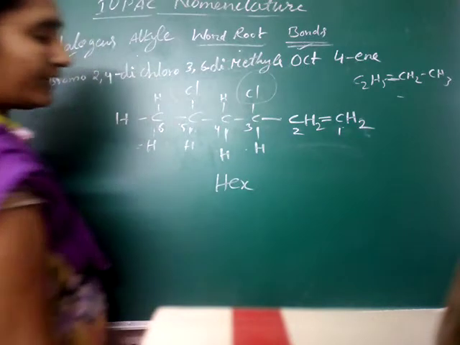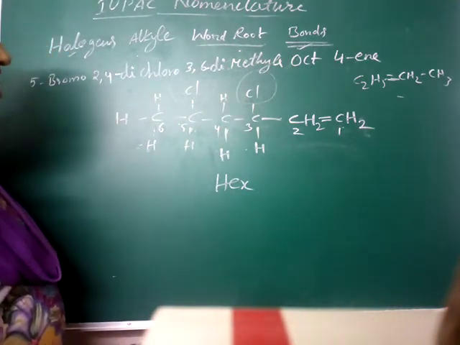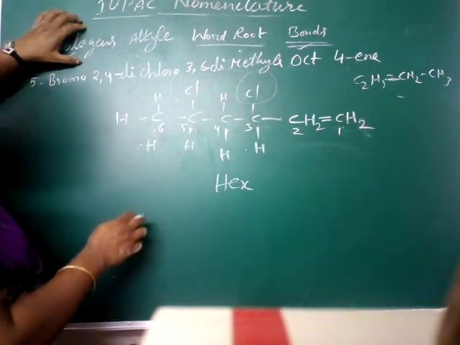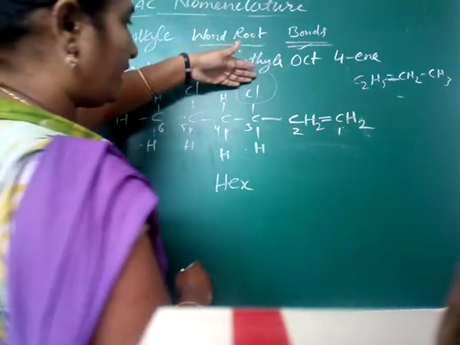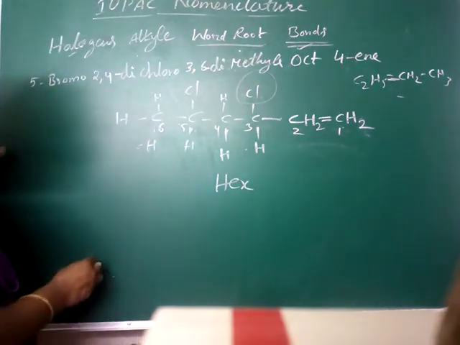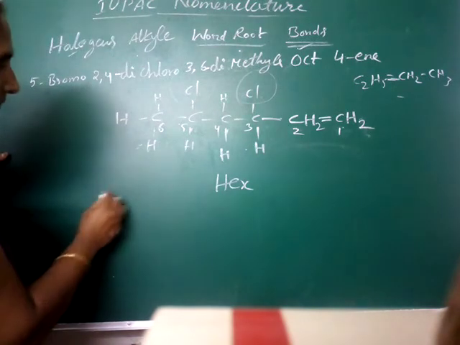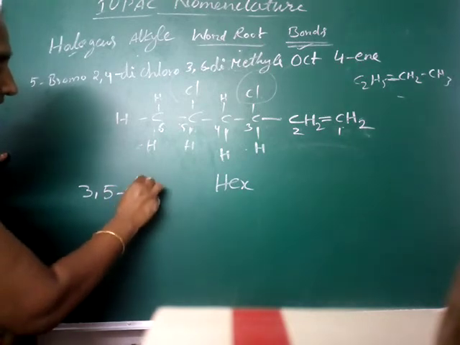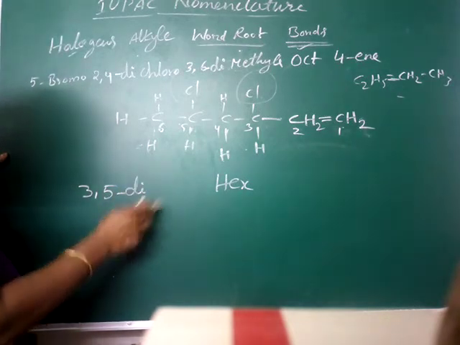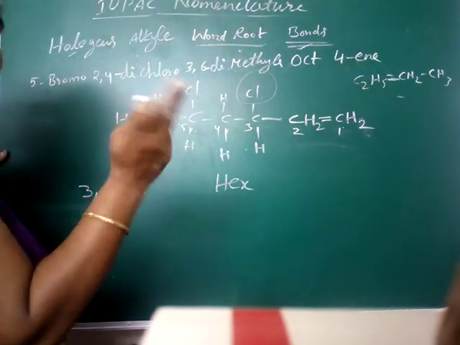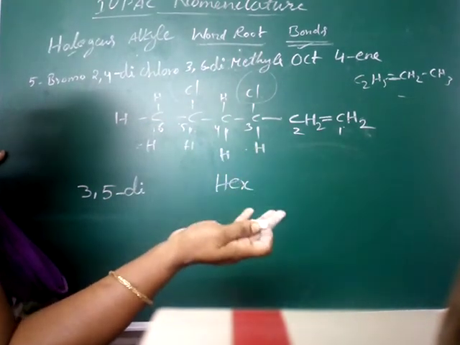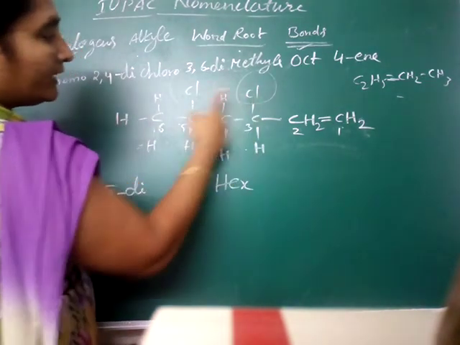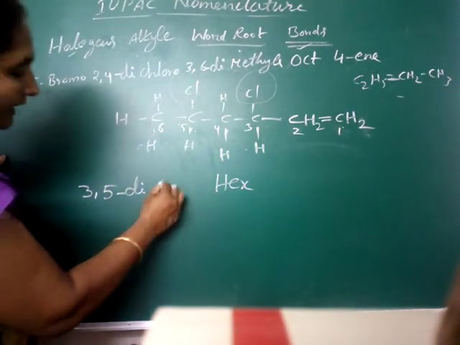Hex. Hex is the 6th carbon. If there are 6 carbons, you are writing hex as the word root. Now you write if there are any halogens. Yes, there are halogens. 2 halogens are there, but the same halogen atoms only. That's why on which numbers they are present: 3, 5. Both are the same. That's why you should write di. If there are 2 same atoms, di; 3 atoms, tri; if there are 4 atoms, tetra. Like that, 2 chlorines are the same atoms, that's why you have to write dichloro.